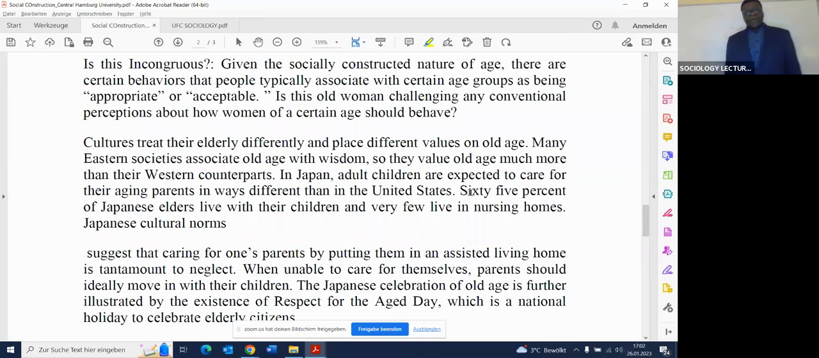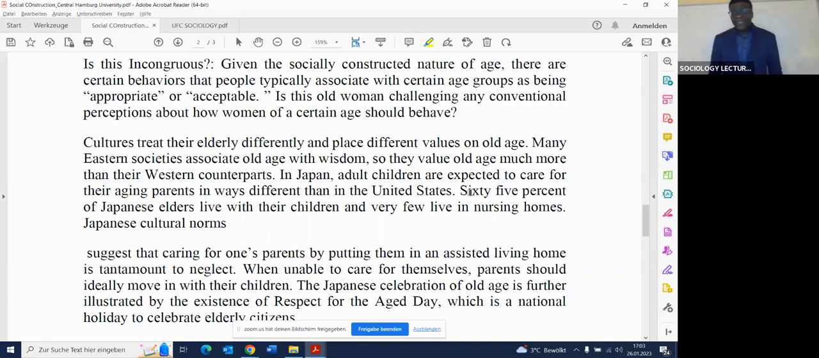So many Eastern societies associate old age with wisdom, so they value old age much more than their Western counterparts. In Japan, adult children are expected to care for their aging parents in ways different than in the United States. It is totally clear. Okay, so you find in Japan, in China, old mothers, old fathers, they even live with their children or grandchildren until they die.